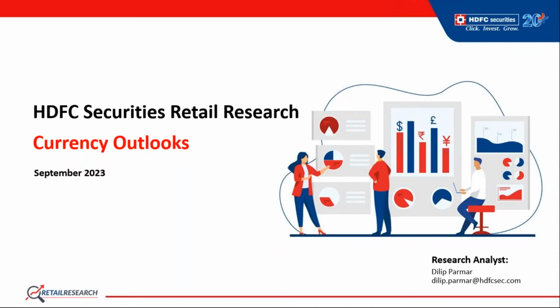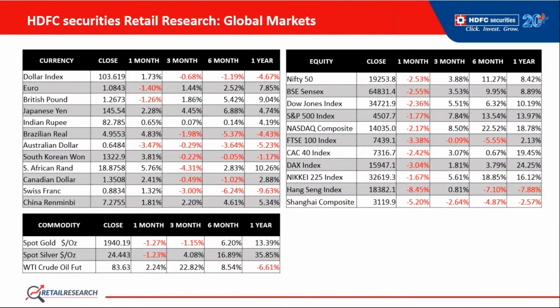First of all, let's go through the market movement in the month of August. As you can see from the table, the dollar index has again come back, and buying has been seen, just because August is usually a negative month for risk assets, and the benefit of the same has been seen in the dollar index.